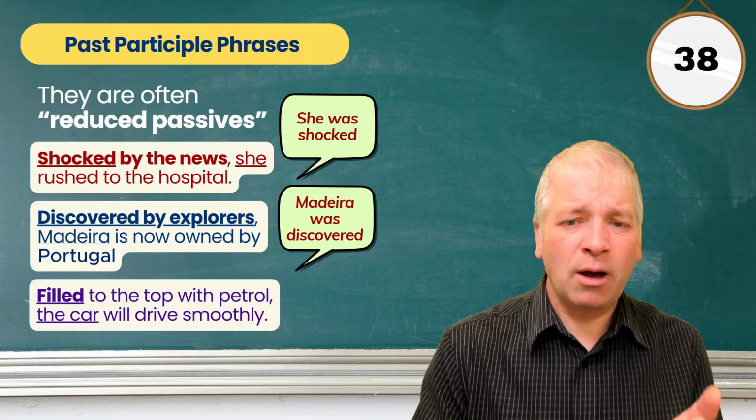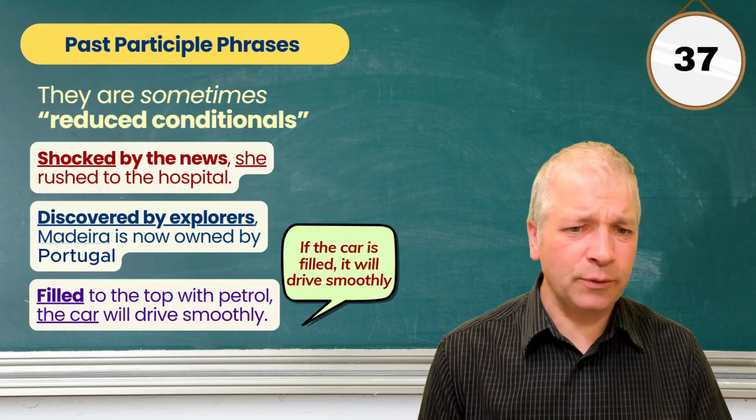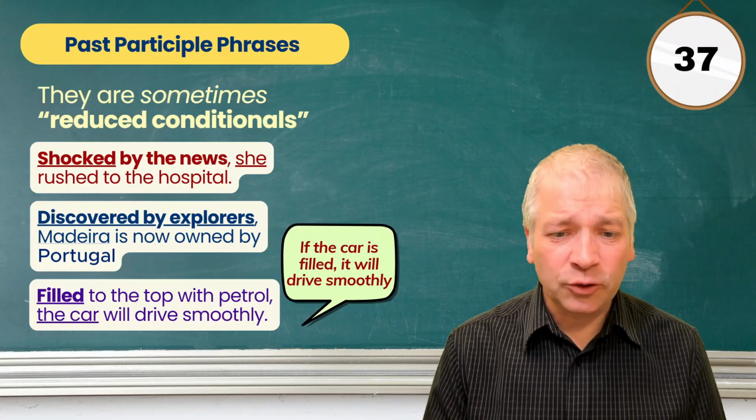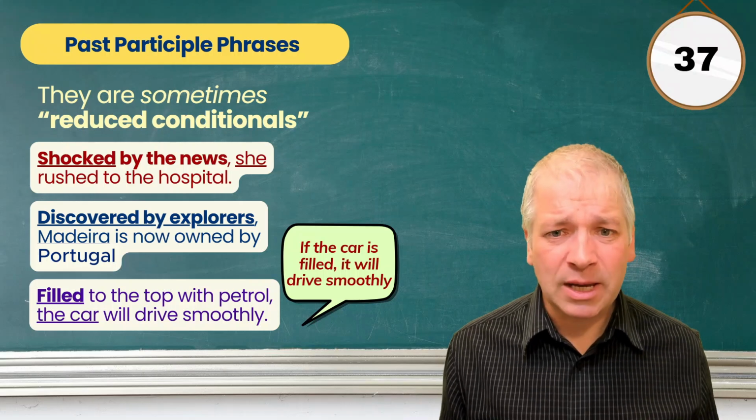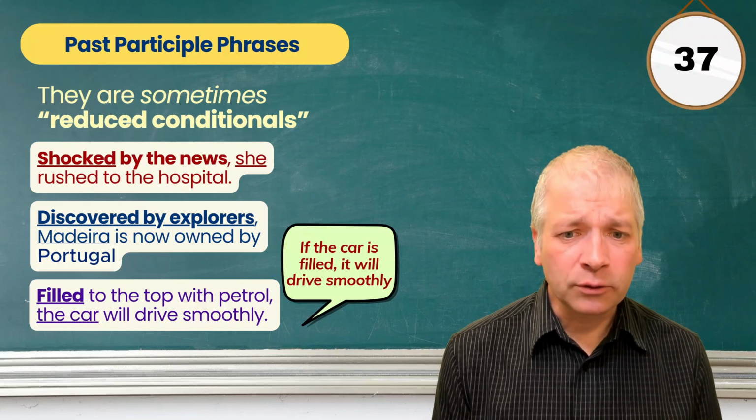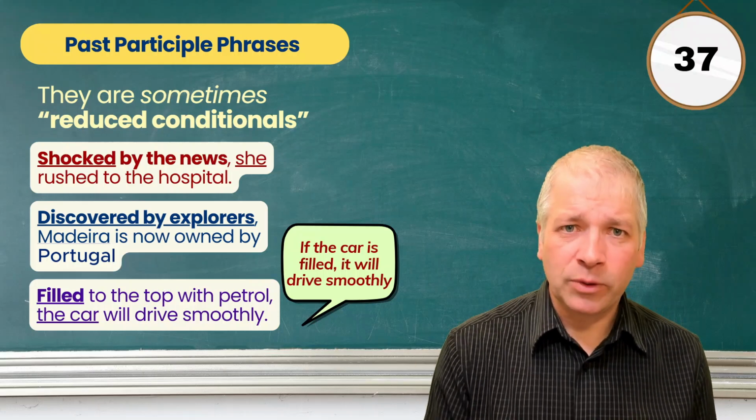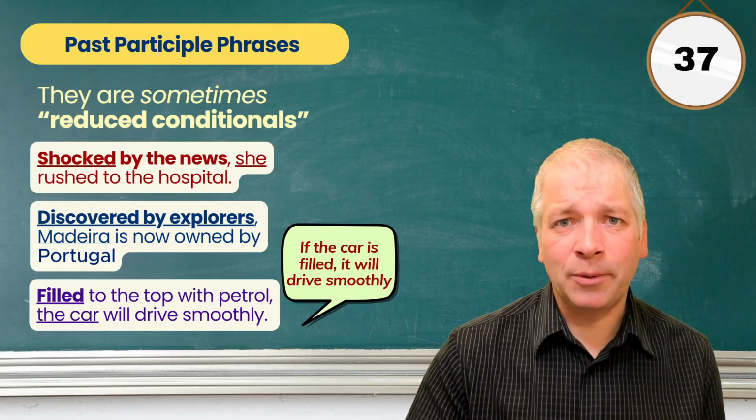Both of these cases are reduced passives. But the last one is different. The last one is more like a reduced conditional. Filled to the top with petrol, the car will drive smoothly. This really means if the car is filled with petrol, it will drive smoothly. The first thing needs to happen for the second thing to be able to happen.